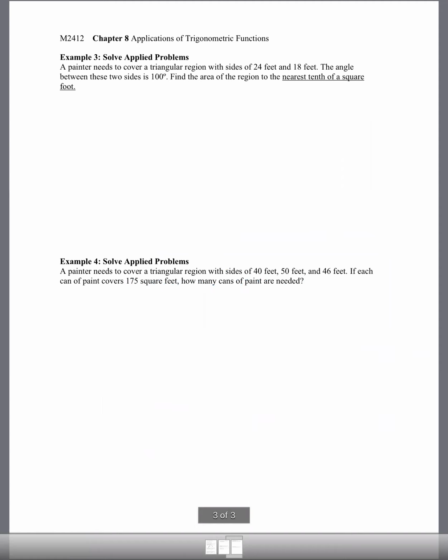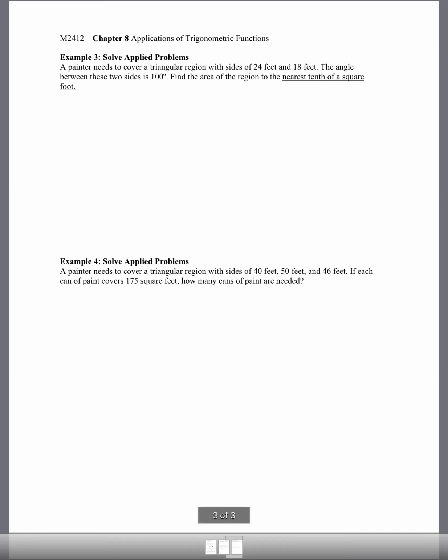So we have some applications then. Both of these are relatively straightforward for you. This first one says that the painter needs to cover a triangular region with sides of 24 feet and 18 feet. The angle between these two sides is 100 degrees. Find the area of the region to the nearest, this time, tenth of a square foot. This time we have our unit.